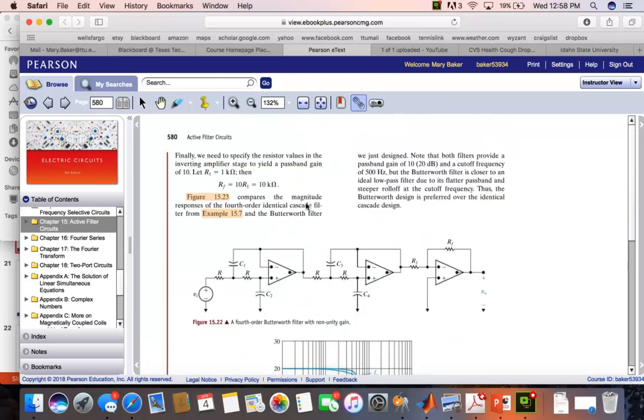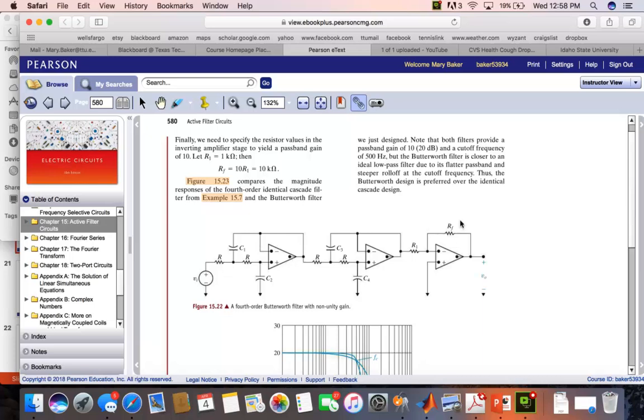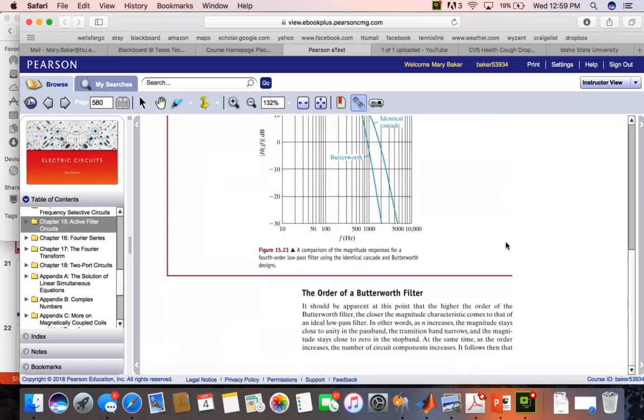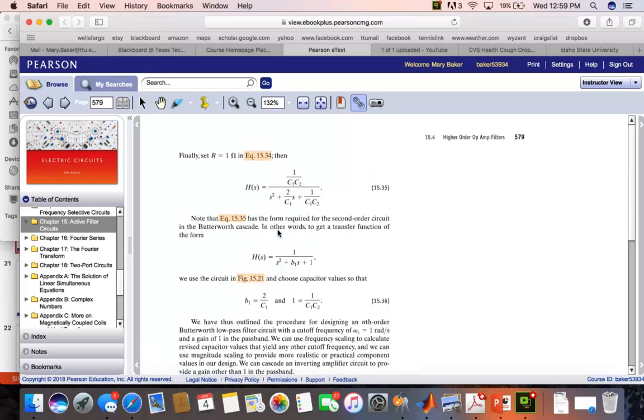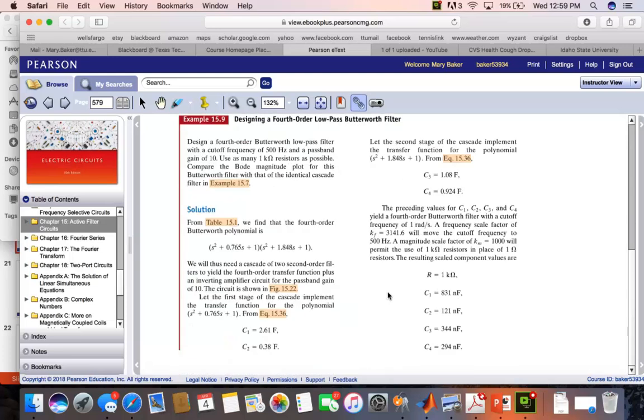So our circuit then looks like this, and then the final stage just gives us, if we use a 1 kilo ohm resistor for the input resistance, we need a 10 kilo ohm resistor in the feedback loop. So this is our fourth order Butterworth filter with a gain of 10 or 20 dB in the pass band. So that's basically the procedure that you go through in order to use the Butterworth polynomials along with scaling to design a Butterworth filter given certain specifications.